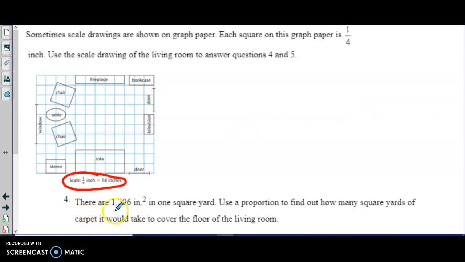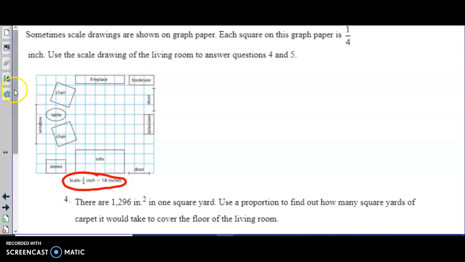All right, there are 1,296 inches squared in 1 square yard. Use a proportion to find out how many square yards of carpet it would take to cover the floor of the living room. All right, so this is a multi-step problem.